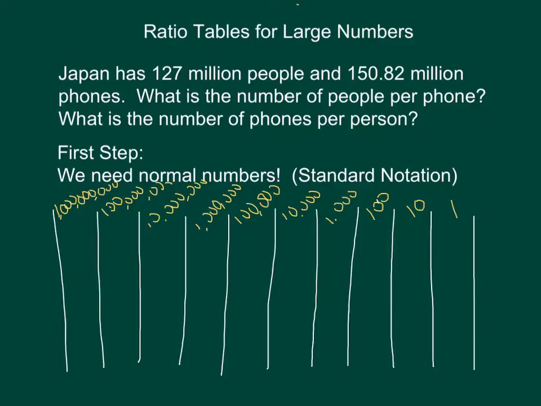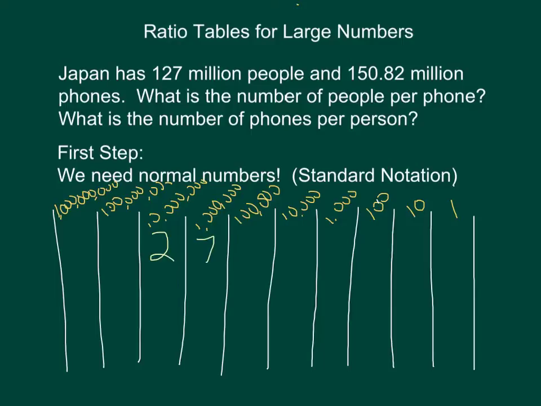So here I have my ones place, then my tens place, then my hundreds place, then my thousands place, then my 10,000s place, then my 100,000s place, then my millions place. And I could keep going, but I'm going to stop here for now. Now, if this was only 7 million, my 7 would go here. If this was 27 million, I would have a 2 in the 10 millions place and a 7 in the millions place.